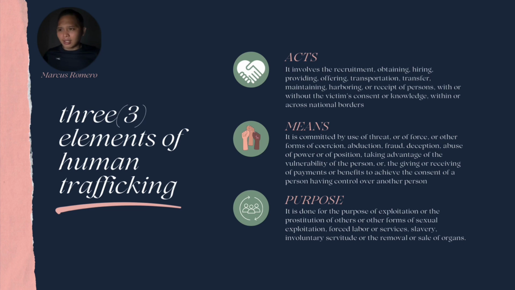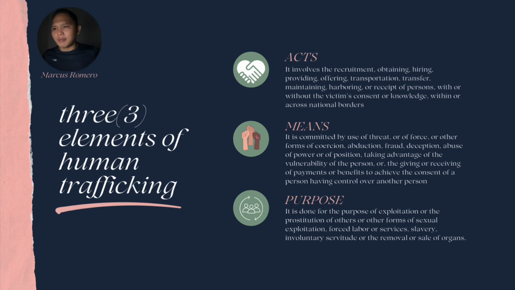The third element of trafficking in persons is purpose. It is done for the purpose of exploitation, such as the prostitution of others or other forms of sexual exploitation, forced labor or services, slavery, involuntary servitude, or the sale of organs. Each of these elements must be present and linked to each other.